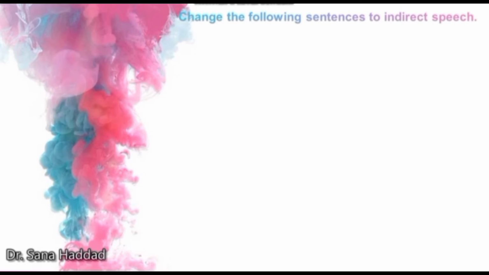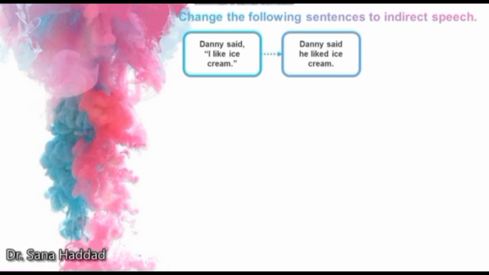Now change the following sentences to indirect speech. Danny said, "I like ice cream." Before you continue, I want you to pause this video and write down your answer, and then play the video again and see if you got the answer correct. So change the sentence to indirect speech. How do we change it? And then do the same with the other examples. Danny said he liked ice cream. So here in the first example, we had the present simple and we changed it to the past simple.